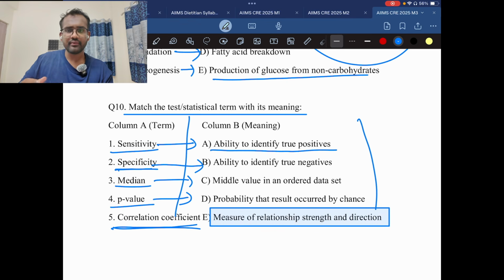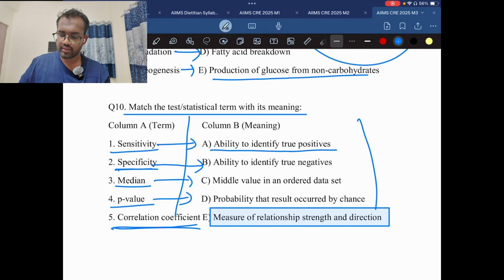Okay, it will show the relationship between strength and direction. Okay, always remember this is a correlation coefficient.